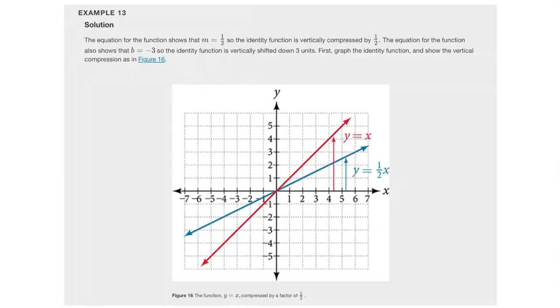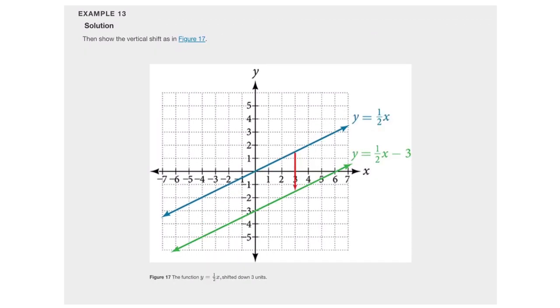Let's see how the textbook did it. So first they multiplied by a half, right? So the y values all got cut in half. That's where the blue comes from. Then from there, they shifted the entire thing down by 3 units and they get this final result, all right? Okay, so that's similar to what we have. Let's try some more.